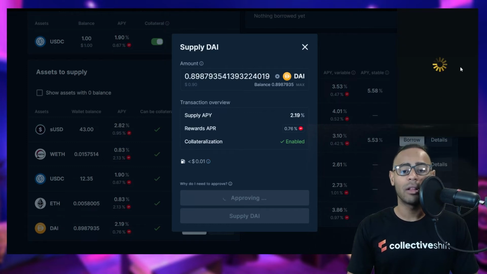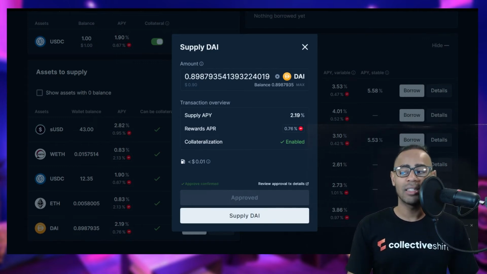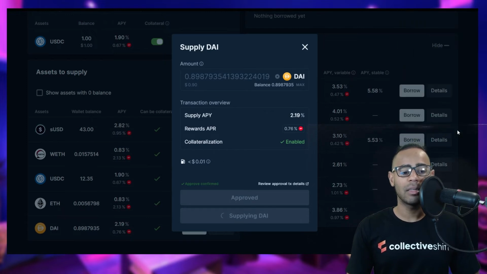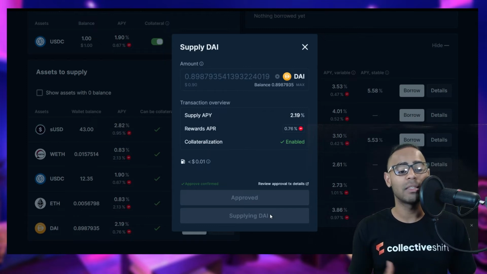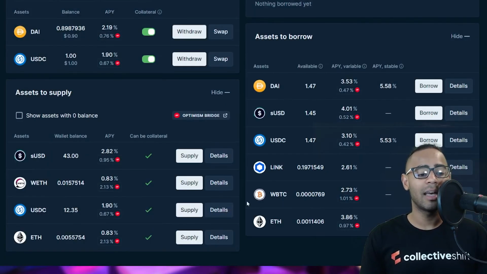Go ahead, let it load. Make sure you click confirm to allow the protocol to use your DAI. Now the transaction has been confirmed. I'm going to go ahead and supply my DAI. And there we go. That's it. I'm supplying DAI to the Aave market in Optimism as an Ethereum Layer 2 scaling solution. All done. I supplied 0.89, nearly 90 cents in DAI. I'm going to close that.